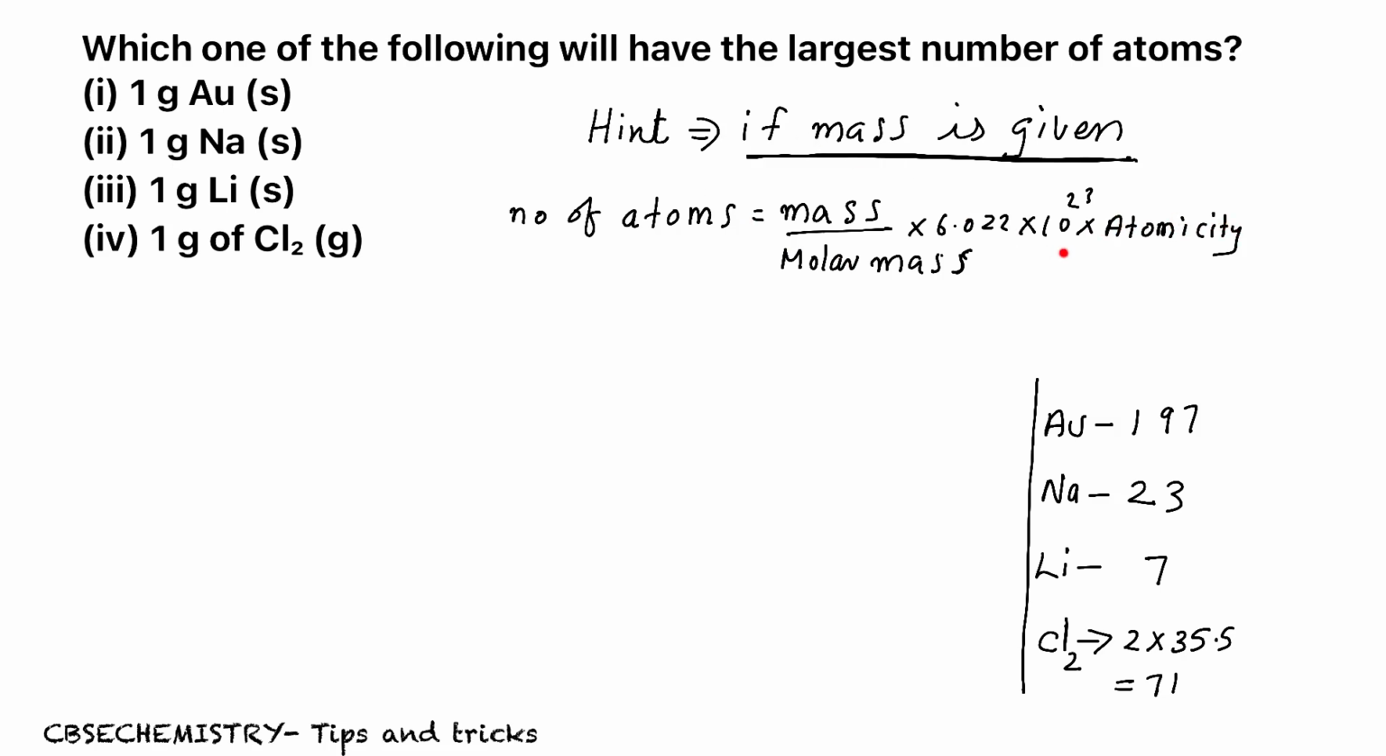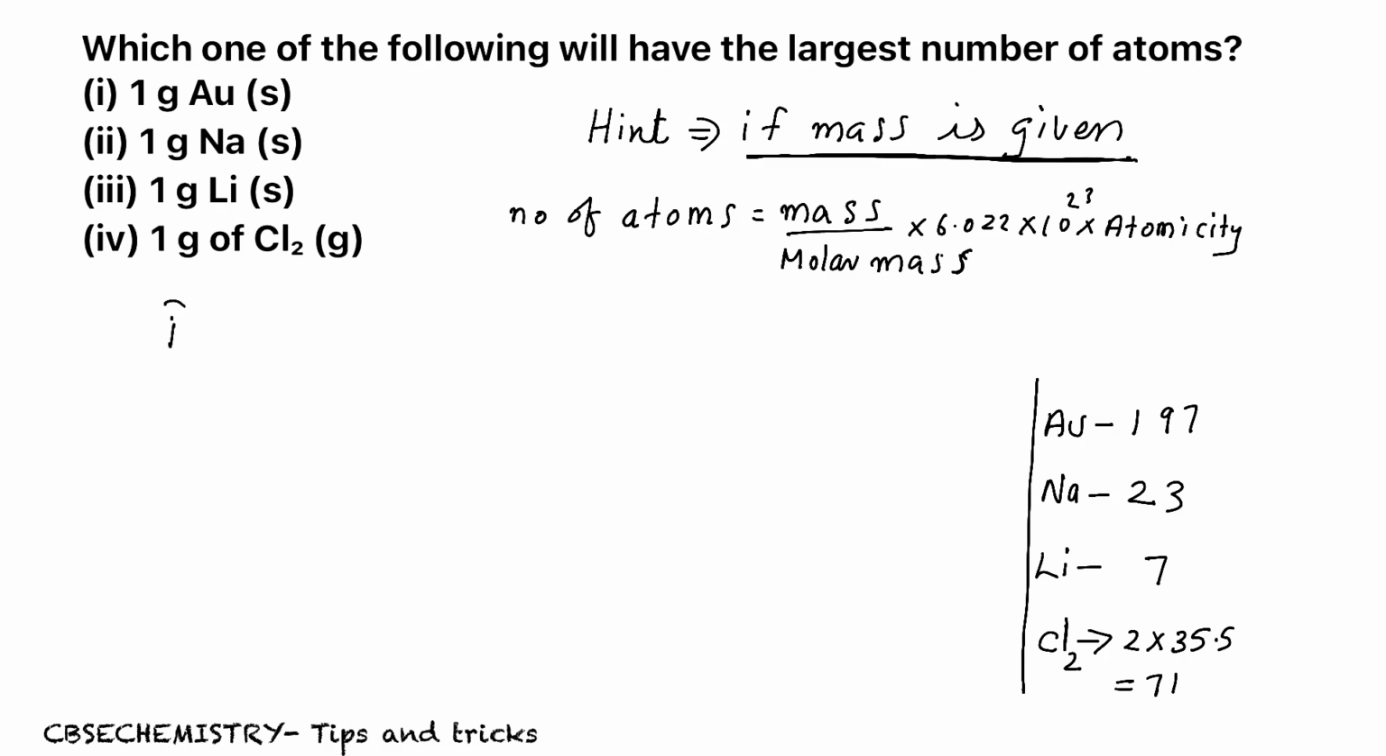See, if you know this hint, it's a very easy question. Also, you must know the atomic mass of gold 197, sodium 23, lithium 7, and chlorine molecule is 2 into 35.5, that is 71. Now we can try, right?